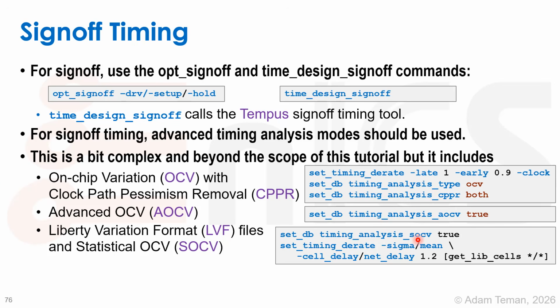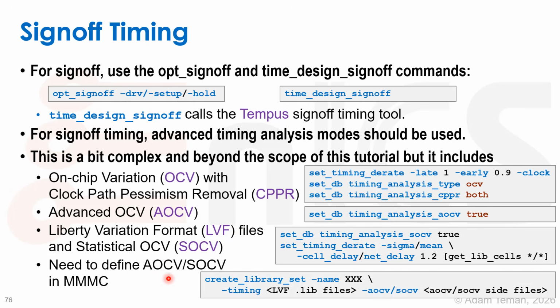And we do this with setDB timing analysis SOCV true in the Cadence tools. Set timing derate takes in the sigma and the mean of the LVF files and so forth. Instead of just multiplying everything by a standard factor, it's going to do it according to some sort of statistical probability. To do all of this, we actually need to tell the tools where to find these files and so forth. And for that, we need to define the AOCV or the SOCV in the MMMC.